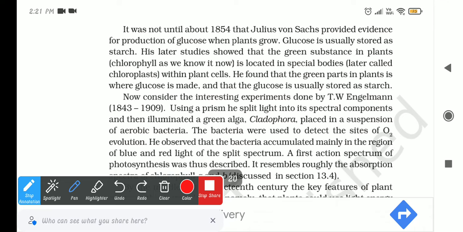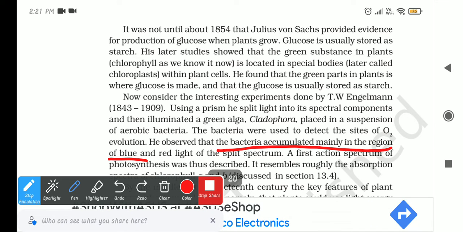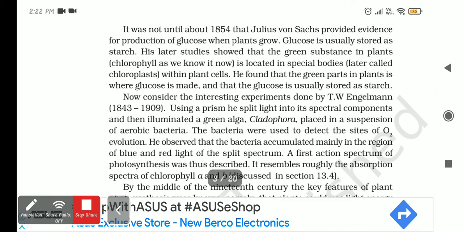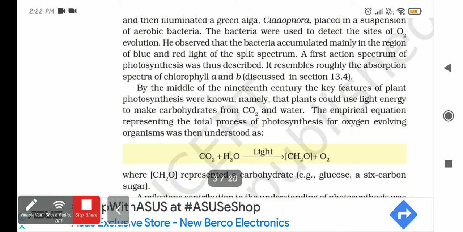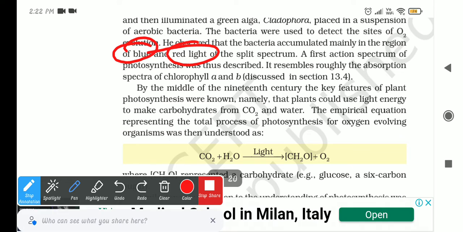So this shows that the bacteria accumulated mainly in the blue and red regions of the split spectrum, which shows there was high accumulation of O2. That's the reason why it happens in the red and the blue region only. And it roughly also resembles the absorption spectra of chlorophyll a and b.